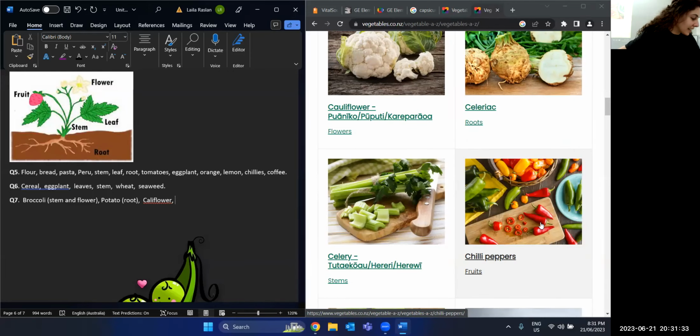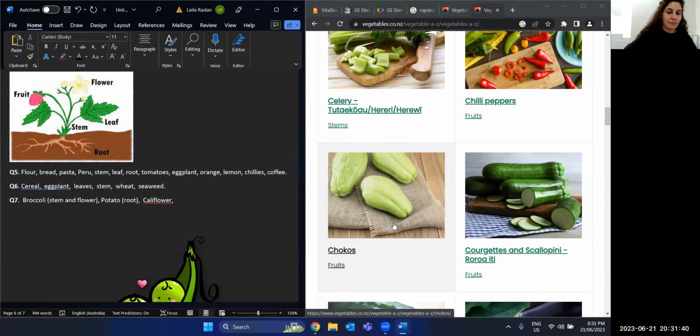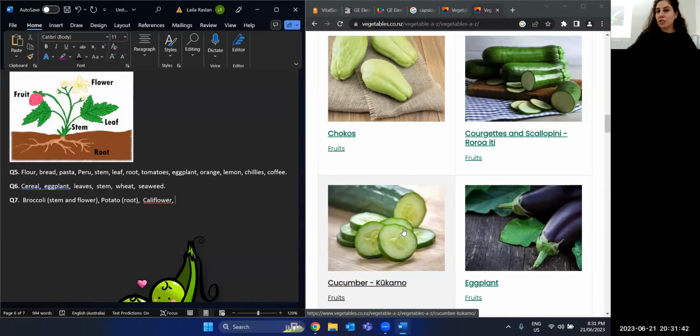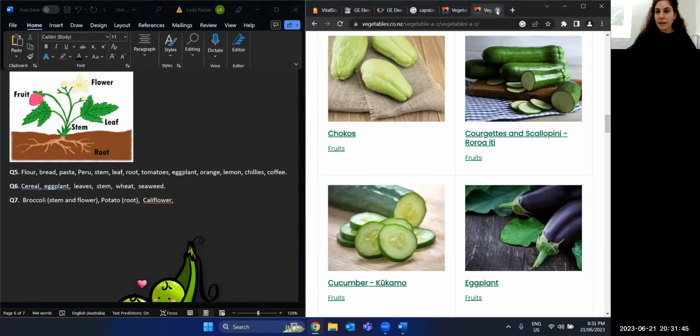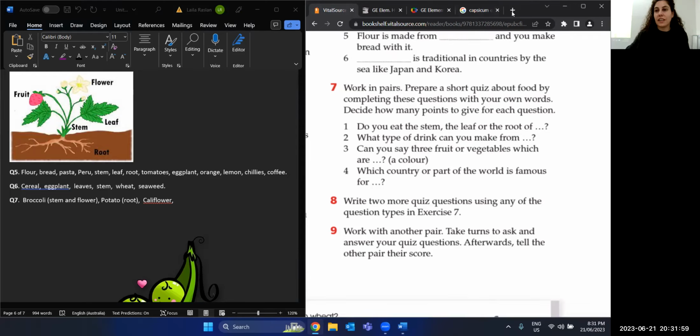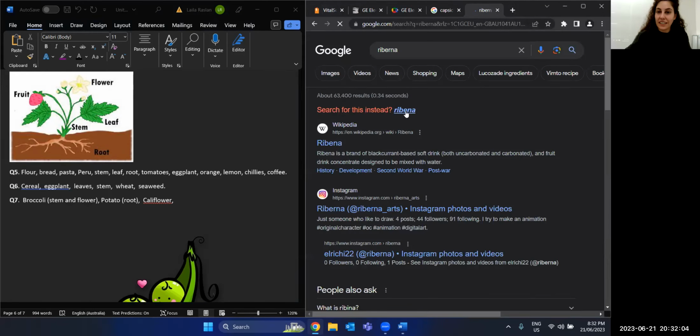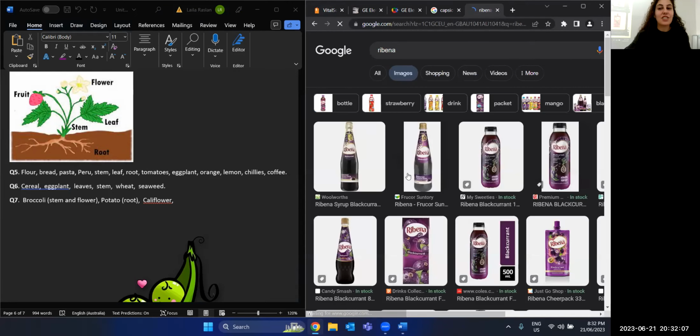What drink can we make from a fruit? I guess anything. You can make orange juice. So I'm looking at grape juice. So what type of drink can you make from grapes? Grape juice. From oranges, orange juice. An interesting drink is this one. Have you tried this one? This is Australian, Ribena. Have you tried this drink?